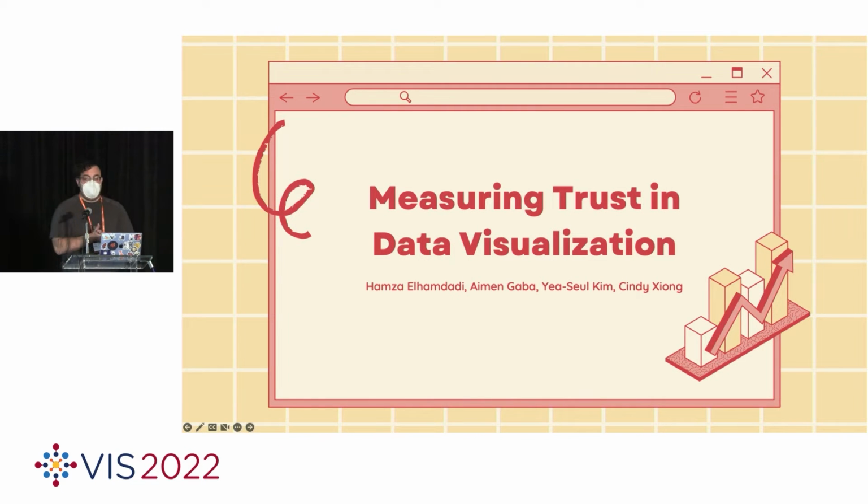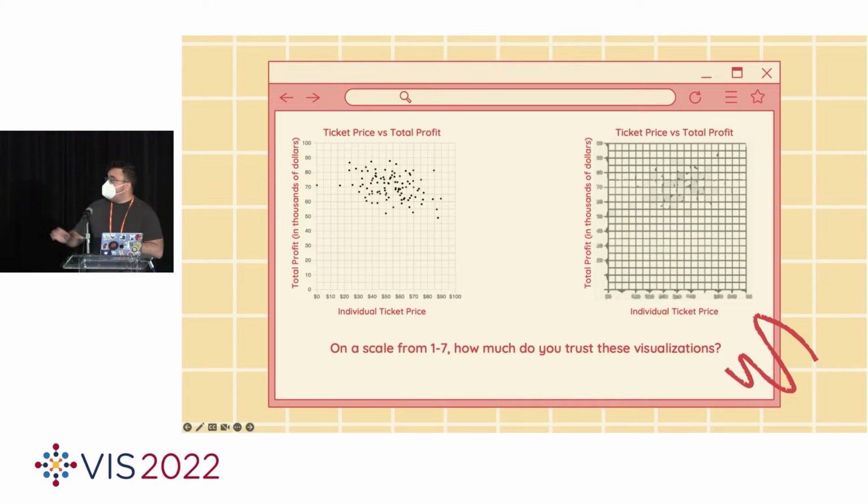Hi everyone, my name is Hamza, and I'll be presenting the work that my co-authors Eamon Gaba, Dr. Yesel Kim, Dr. Cindy Xiong and I worked on regarding measuring trust in data visualization. So I'd like you to take a look at these two visualizations. The x-axis shows individual ticket price, and the y-axis shows total profit in thousands of dollars. And I'd like you to think to yourself how much you trust these visualizations on a scale from 1 to 7.